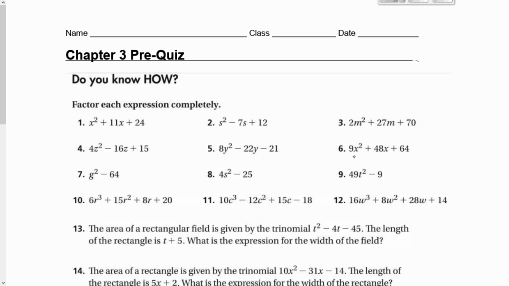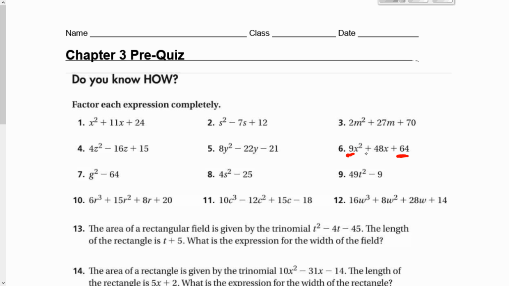But let's check this. 9, 48, and 64, so they're all numbers, so I can't take out a variable because there's not a variable in 64. And the numbers, I can think about 3, but 3 doesn't go into 64, so I can't factor out a GCF. But what I do notice on this trinomial is that this is a 9 and this is a 64. That's called a perfect square trinomial. Well, we're going to see if it's a perfect square trinomial.